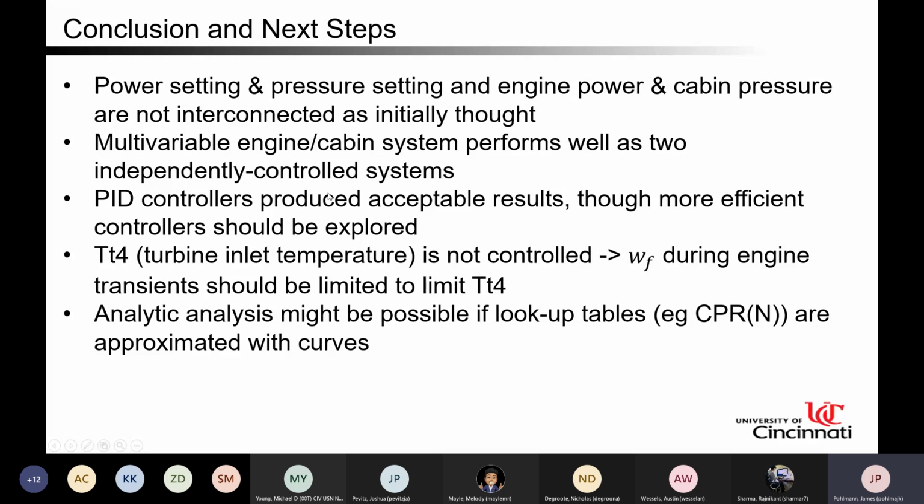PID controllers were used, but we could go for more efficient controllers. The turbine inlet temperature was not controlled. Fuel flow should be limited during engine transients, so as to limit TT4. An analytic analysis might be possible if lookup tables, for example for compressor efficiency or turbine pressure ratio, could be approximated with curves. I think an analytic analysis might be possible, but I'd have to look into it. I didn't have time with this project.